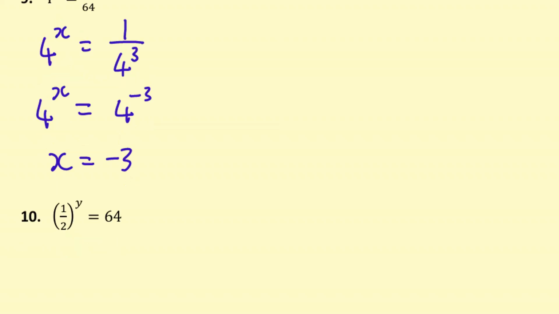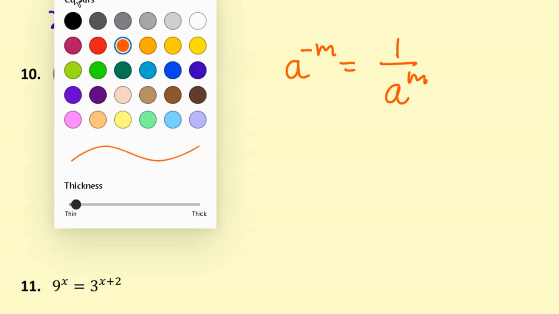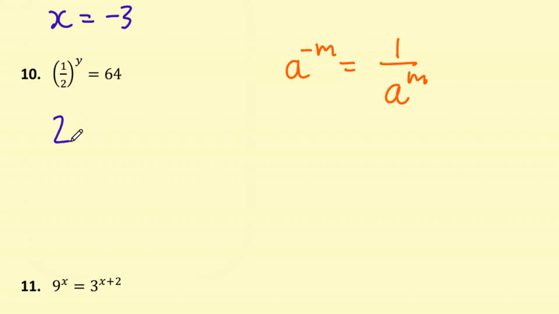We're going to rewrite the left-hand side of the equation because we want the basis to be the same. So to rewrite the left-hand side, we use this exponential law again. A to the negative m is 1 over a to the positive m. So a half here, we can then write as 2 to the negative 1. So 2 to the negative 1, all to the y equals 64.